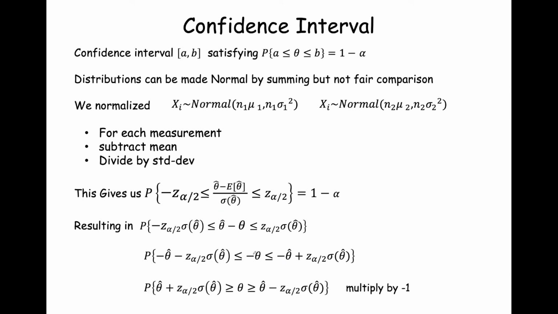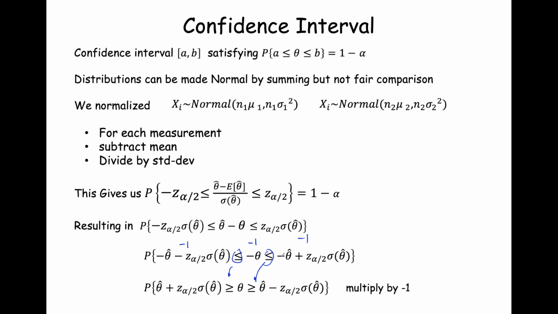So if we do that, we have our minus theta, and now we're going to multiply by minus 1 on the left, minus 1 in the center, and minus 1 on the right. If we multiply by minus 1 on the left, we have a positive theta hat, a positive z sub alpha, times our standard error of theta hat. We have greater than or equal to, where it used to be less than or equal to. So that's a consequence of multiplying by minus 1. And then we have our theta, where we used to have minus theta, and then greater than or equal to, where we used to have less than or equal to.